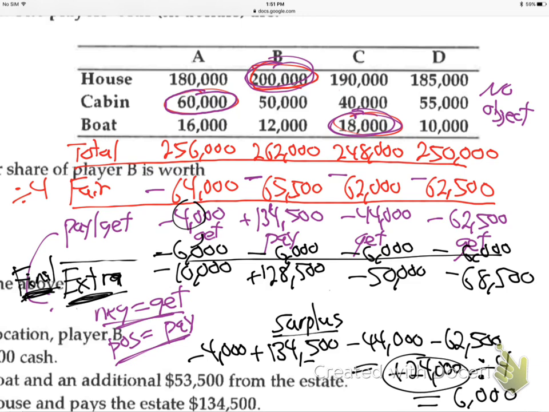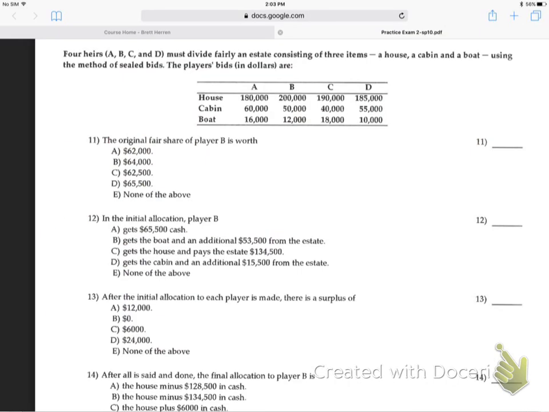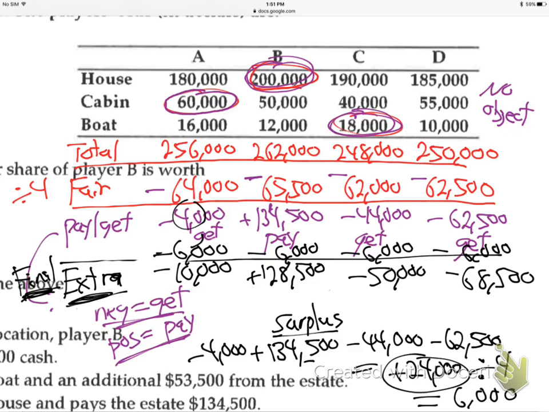Yeah. On number 12. Okay, so here's all the calculations. I'm just going to go back and forth. So here's the questions. Number 11. The original. So that's it first, right? Original fair share player B. Let's go back. Fair share player B. There it is.